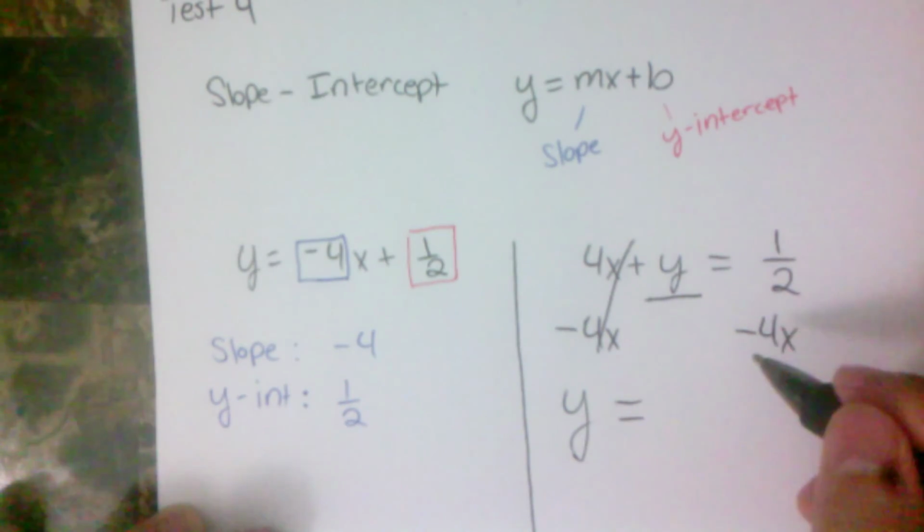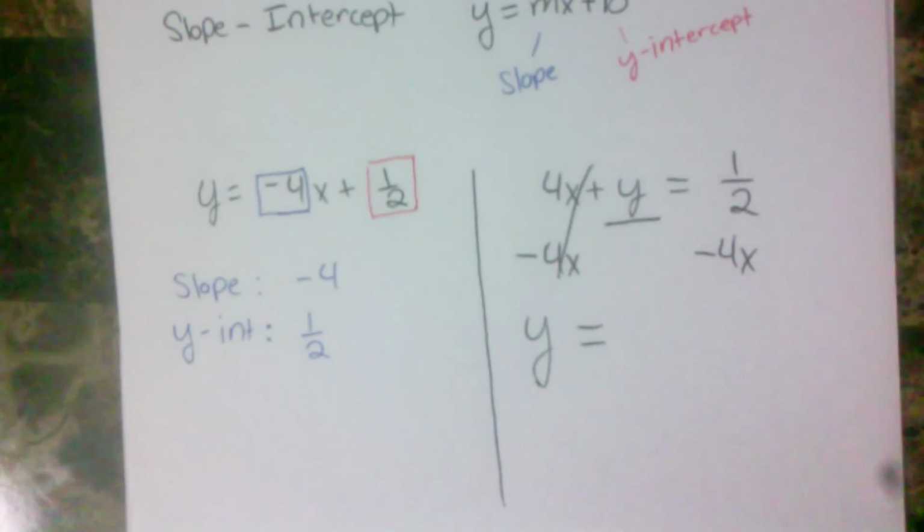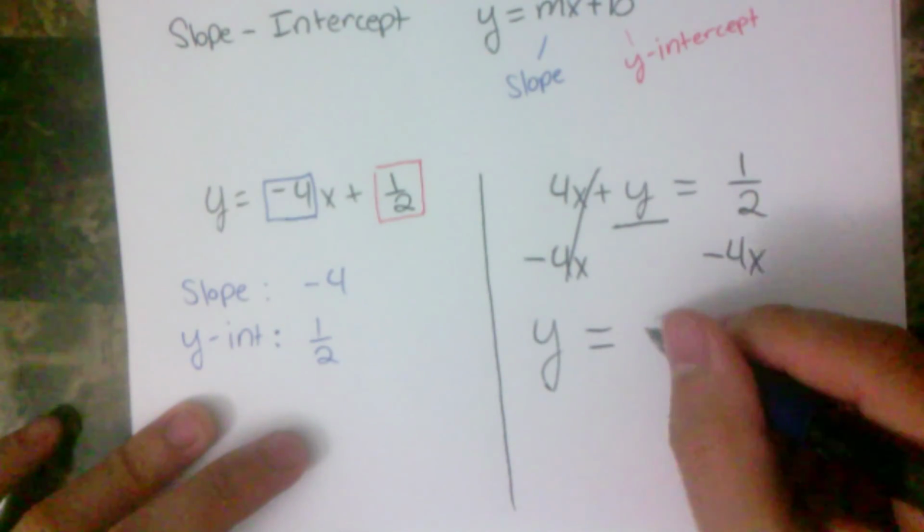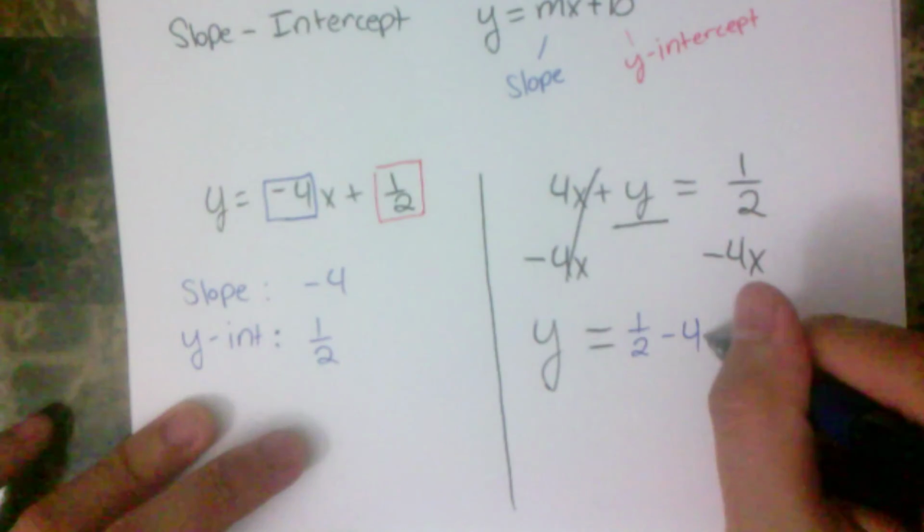You can actually write these in whichever order you want. So let me go and write them both ways. I'll write them in red and blue. You could write this as y equals 1/2 minus 4x.